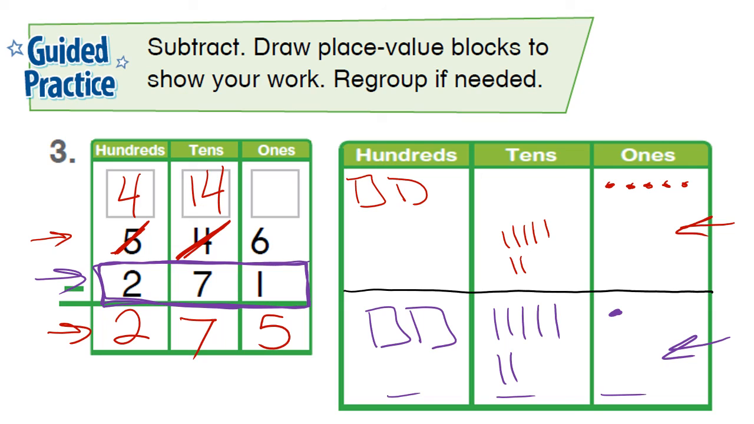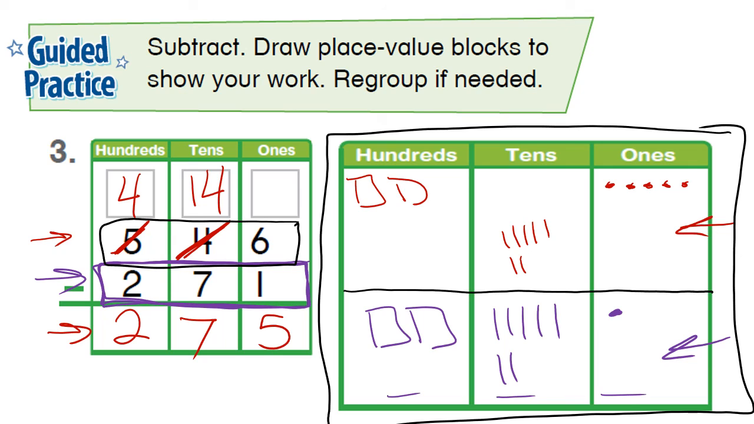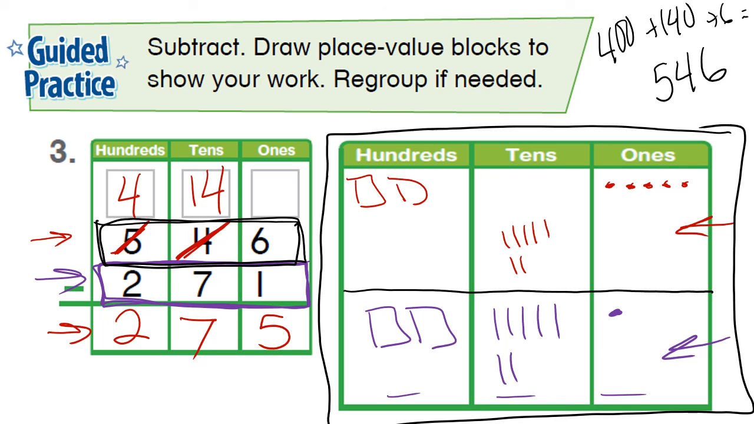Now, just to double check our work, we can figure out what all of this is, and it should equal our minuend, or the number that we started with. So 200 plus 200 is 400. 70 plus 70 is 140. 5 plus 1 is 6. 400 plus 140 plus 6 is equal to 546. And yes, that is the number that we started with. So we are correct. And that's it.